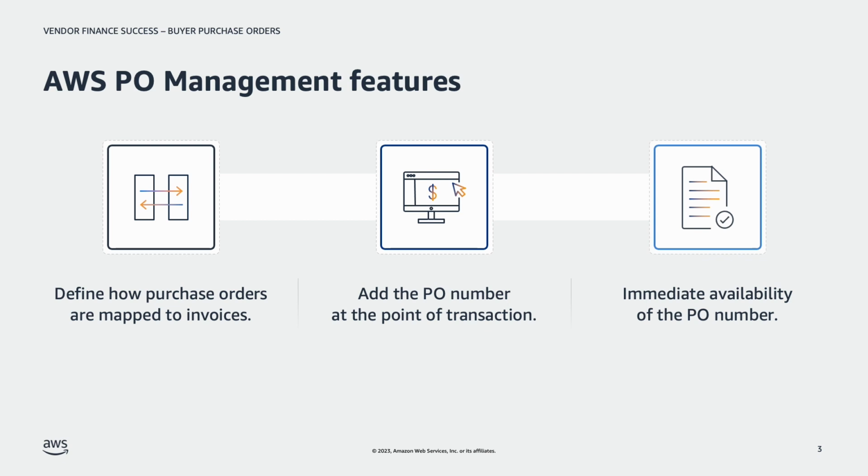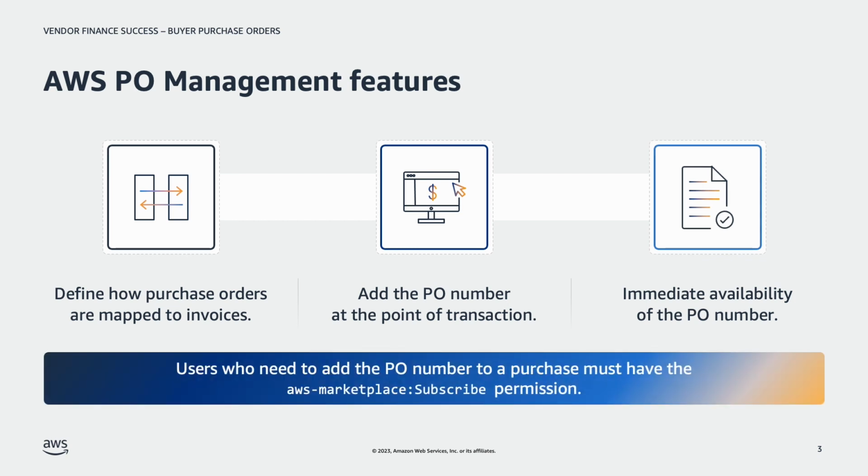These enhanced features enable accounting to easily calculate and remit payment to the correct departments and complete any required invoice matching processes. Users who need to add the PO number to a purchase must have the AWS Marketplace Subscribe permission. You can manage your permissions by using the AWS Managed Policy, which you can learn more about by going to the AWS Marketplace Buyer Guide and searching for AWS Managed Policy.